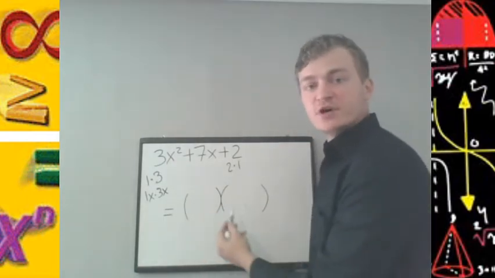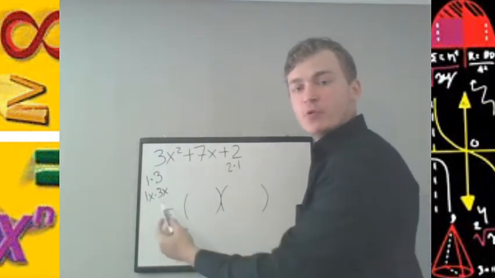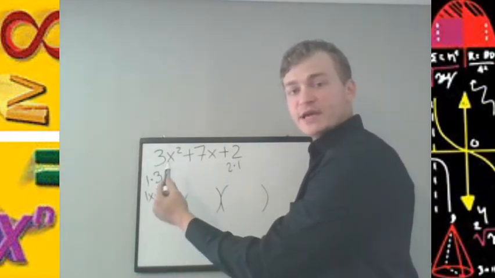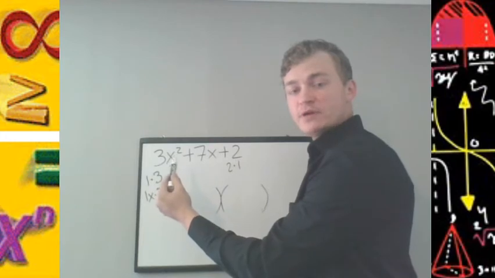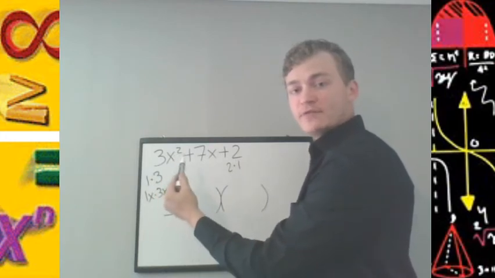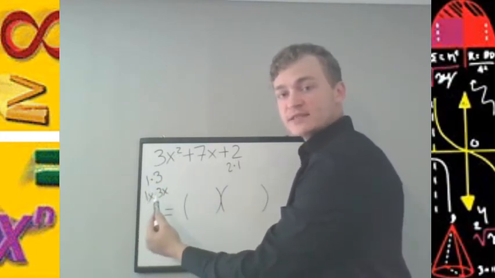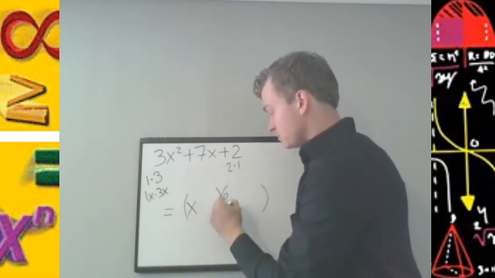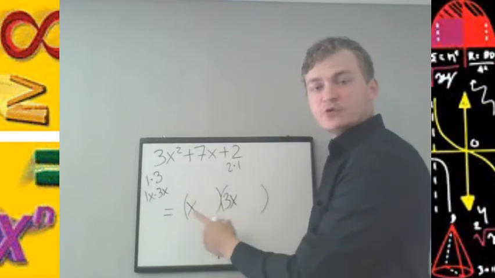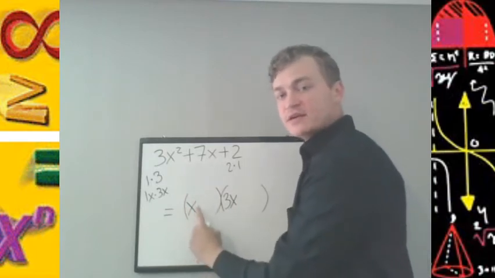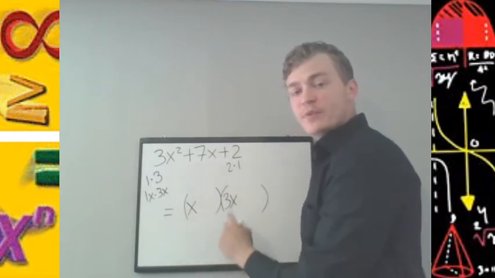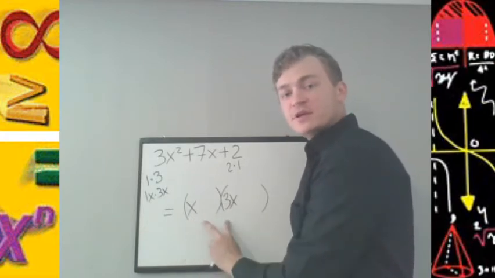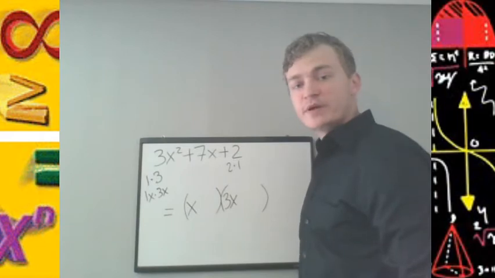What could the first terms be for each of our binomials? Well, we see here the first terms will multiply to give us 3x squared. Our only list there that gives us the product of 3x squared is x times 3x. And it doesn't matter which way you write this, right? You could write the 3x here, and you could write the x here if you want, because either way, x, when it distributes to the 3x and vice versa, 3x times x is 3x squared.